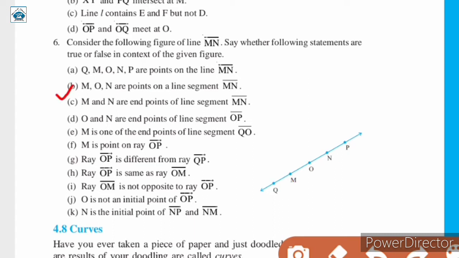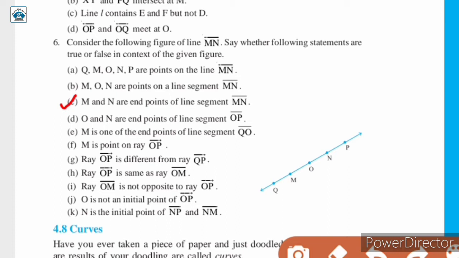Next, M, O, N are points on a line segment MN. Here this is line segment MN. The endpoints are M and N. And here O is a point on the line segment MN. Therefore M, O, N are points on a line segment MN. That is, this statement is true.